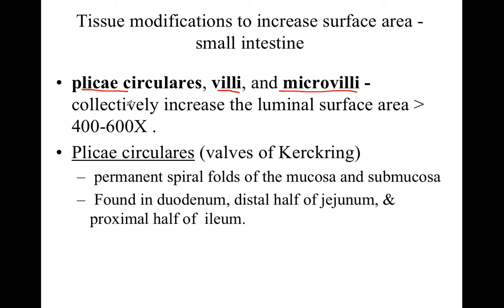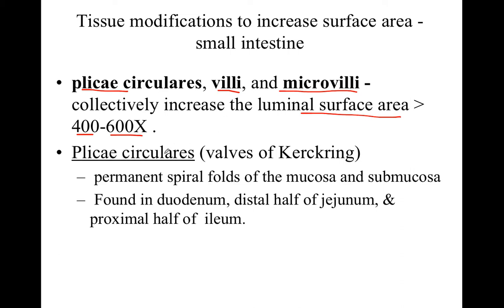These 3 together increase the luminal surface area available for secretion, absorption, and digestion about 400 to 600 times. So instead of 6 meters, if we multiply 6 by 400, that will be 2,400 or 3,600 meters. So imagine how much these modifications increase the surface area.